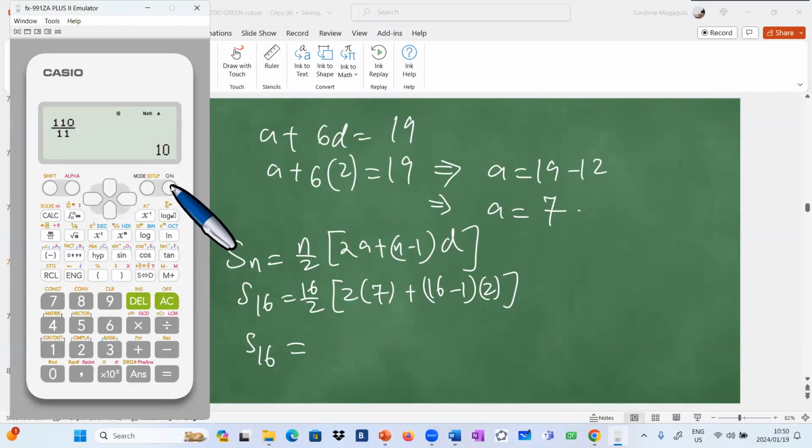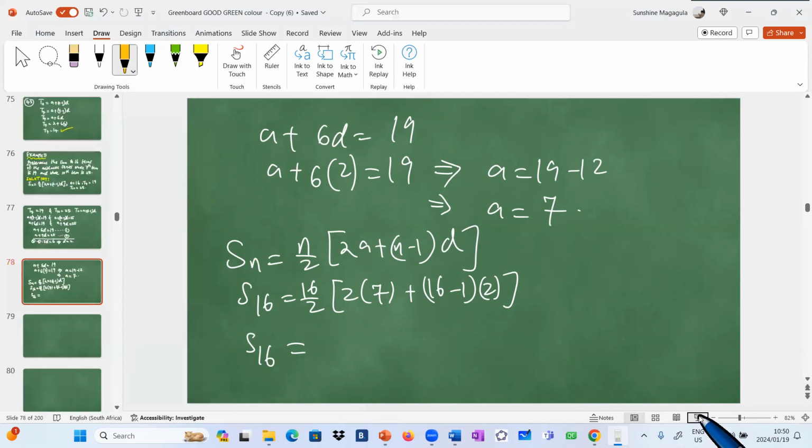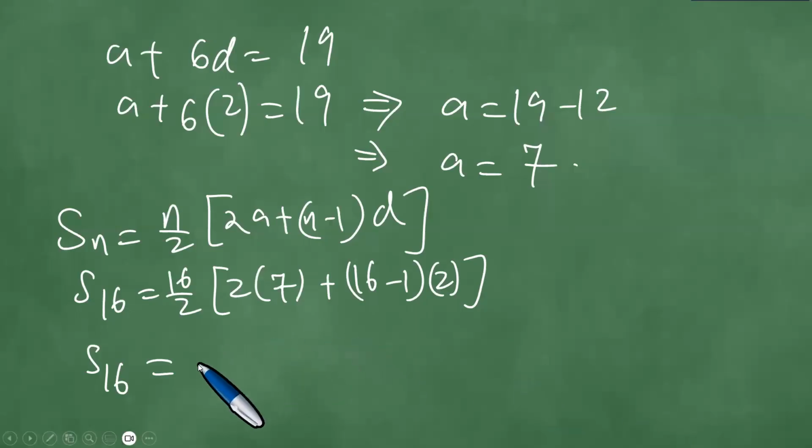We're going to use this button: 16 over 2, and then 2 by 7 plus 15 by 2. The answer is 352. What answer do you get? 352. Well done, that is also what the calculator is giving. So the sum of the first 16 terms is 352.